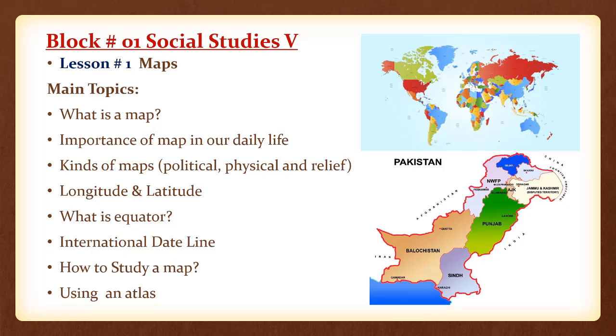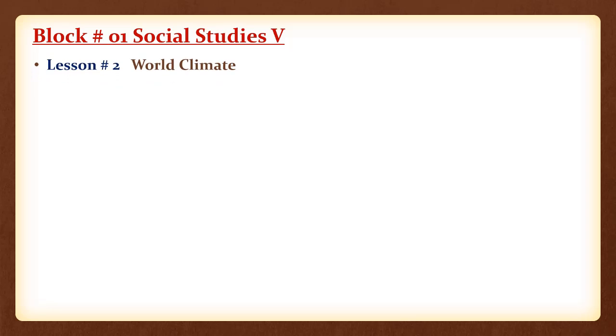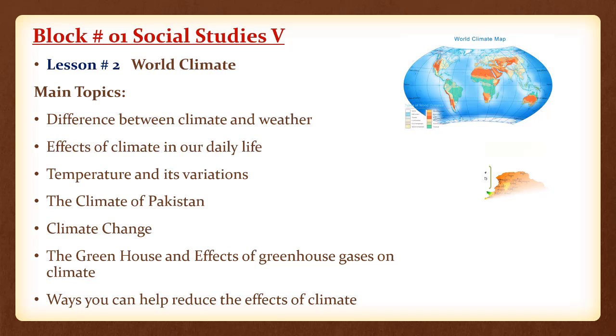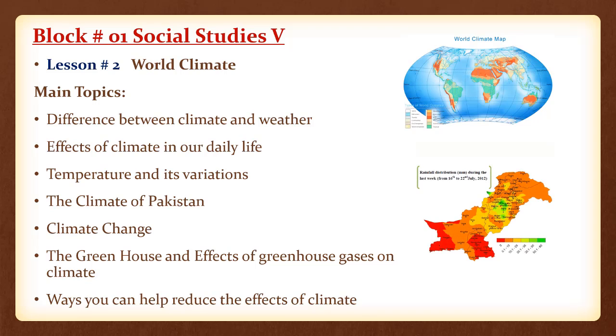Block number 1 and lesson number 2 is world climate. The main topics of this lesson are: difference between climate and weather, which is forever an important topic of social studies. Effects of climate in our daily life is another important topic. Next will be temperature and its variations. The climate of Pakistan is a striking topic of the chapter. Climate change will be the next topic and is very important to understand this concept. The next will be the greenhouse and effects of greenhouse gases on climate. And lastly, ways you can help reduce the effects of climate change will be the topic that will end the chapter.